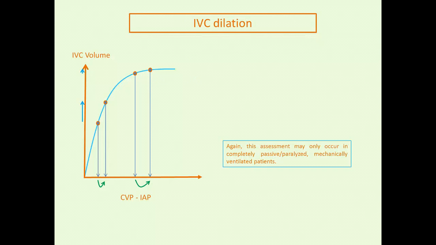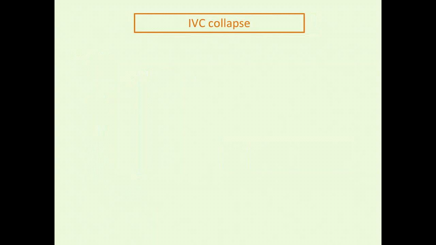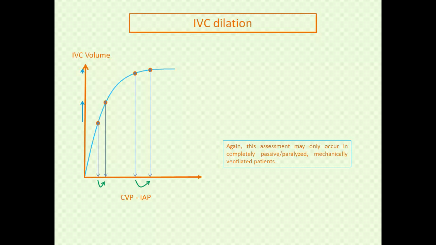And this is actually a pretty good marker of true volume responsiveness: if there is a large dilation of the IVC with a passive mechanical breath, then the patient is very likely to be volume responsive. But again, the patient cannot have any spontaneous inspiratory breaths. They have to be free from arrhythmia, and they have to have a certain tidal volume applied, which is, I think, very uncommon in the ICU.